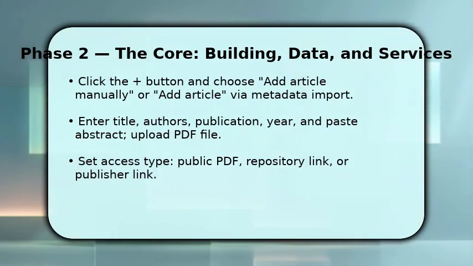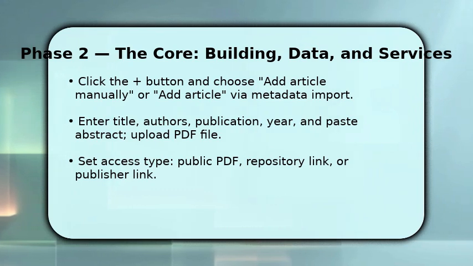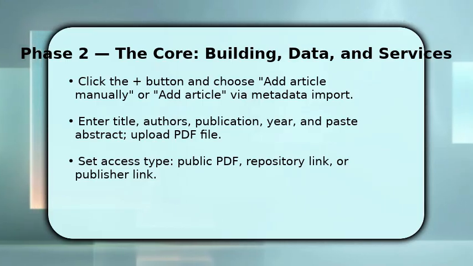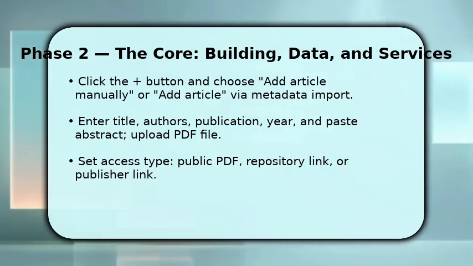Click the plus icon and pick Add Article manually, or use Add Article to search and import metadata automatically. The manual path gives you precise control. Fill title exactly, list authors in the published order, add journal or conference name and year, then paste the abstract.